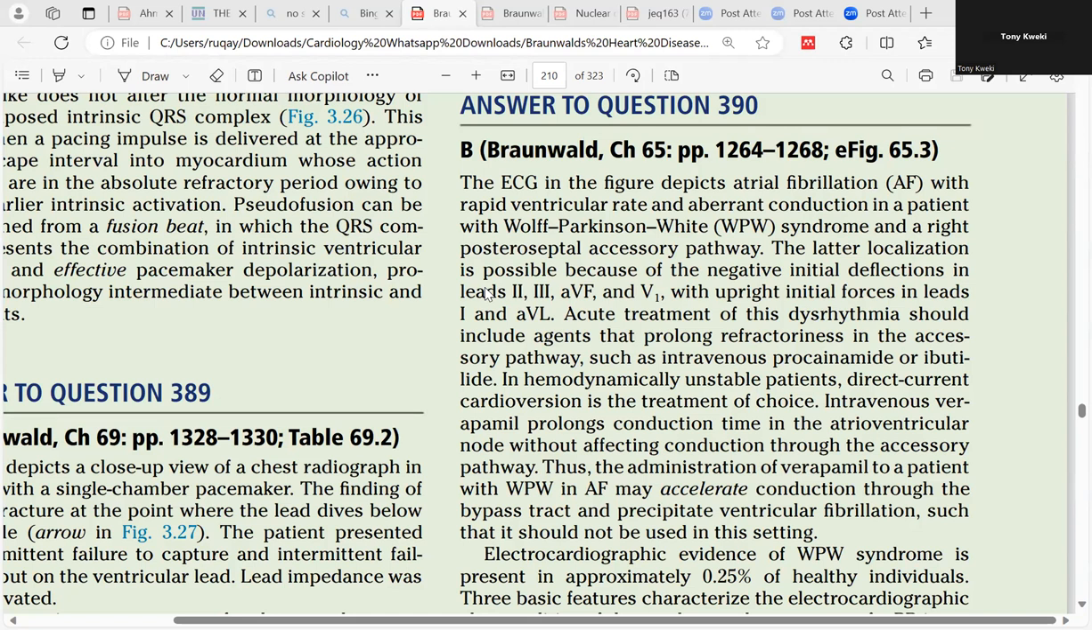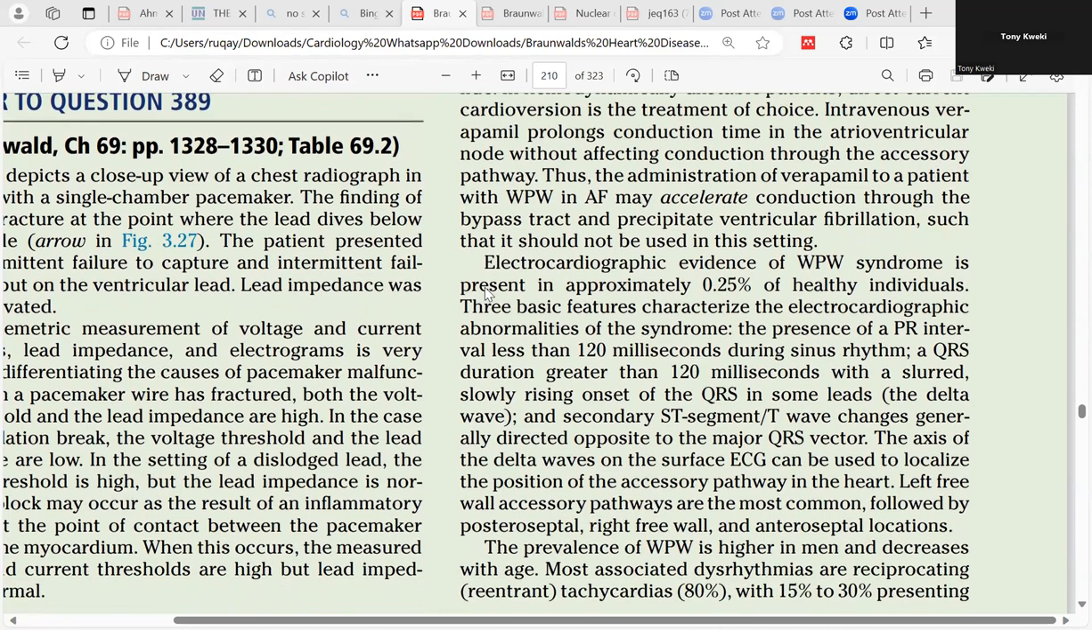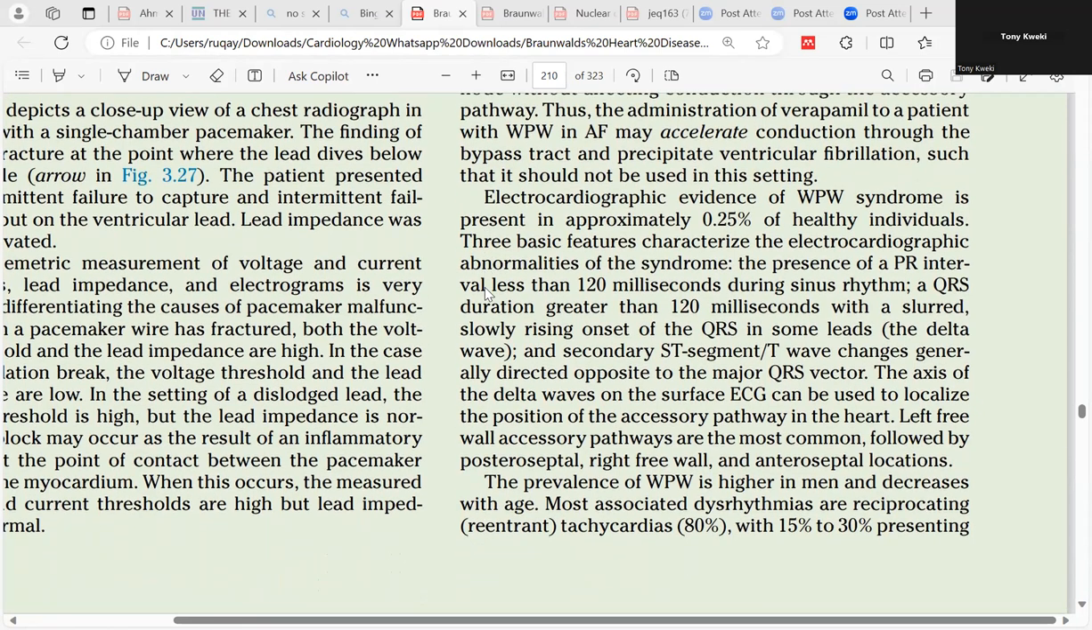Acute treatment of this dysrhythmia should include agents that prolong refractoriness in the accessory pathway, such as IV procainamide or ibutilide. In a hemodynamically unstable patient, DC cardioversion is the treatment of choice. IV verapamil prolongs conduction time in the AV node without affecting conduction through the accessory pathway. Thus, administration of verapamil to a patient with WPW in AF may accelerate conduction through the bypass tract and precipitate ventricular fibrillation. So it's not appropriate to use it in this setting. Electrocardiographic evidence of WPW is present in approximately 25% of healthy individuals. So that was my error. A is true. B is the false answer.